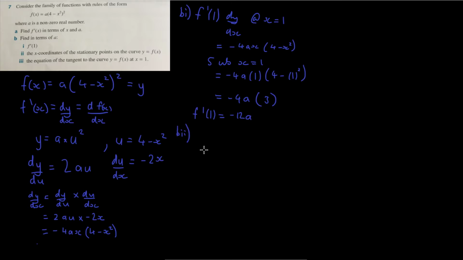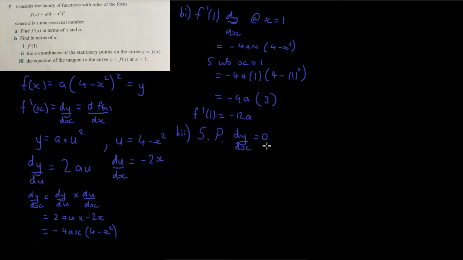The x-coordinates of the stationary points on the curve y equals f of x. The x-coordinates of the stationary points. So we're working with stationary points. If this term is new to you, don't worry. It relates to derivatives really nicely. The stationary point just means that the derivative is equal to 0. It means the gradient is 0. So we've got dy dx. We know that equation.